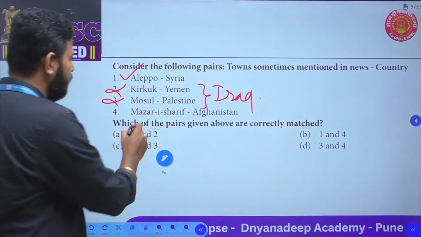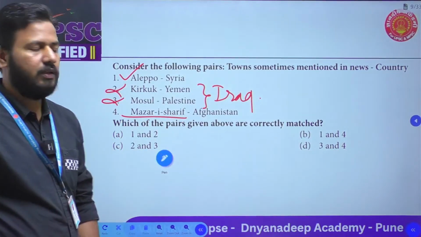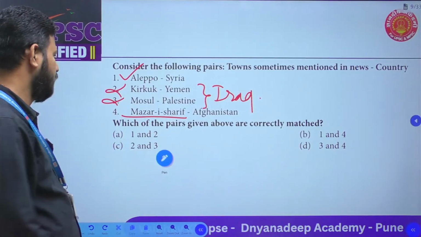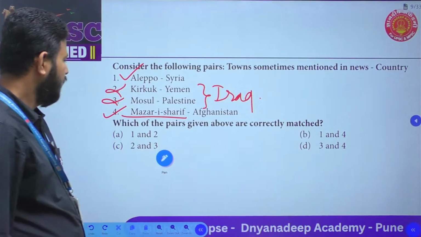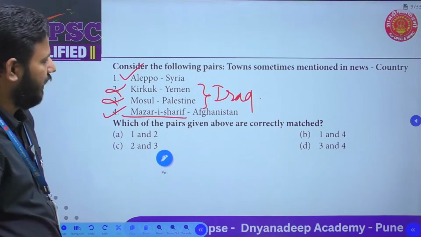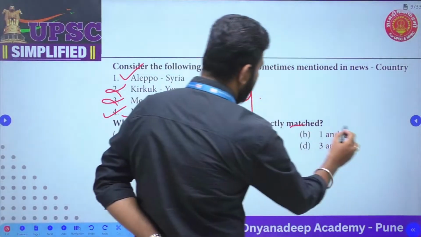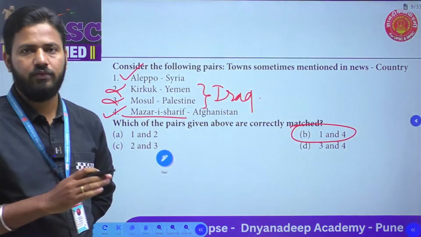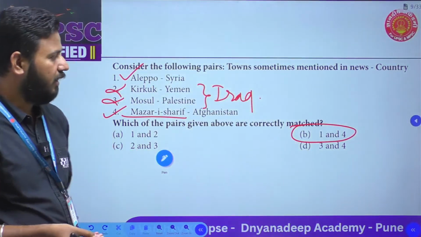Mazar-e-Sharif, because a place in Mazar-e-Sharif was bombed by the terrorists, and so this was in news. This too is correct. So your answer has to be 1 and 4. That will be okay. Absolutely current affairs based question. You don't have to read any books for this answer.